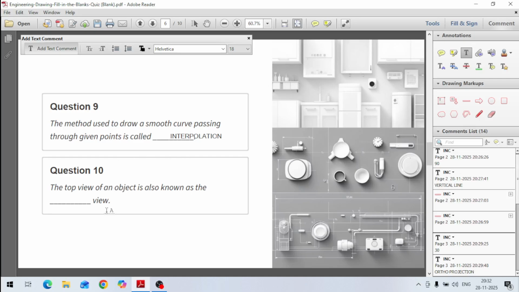Next question is: the top view of an object is also known as. Any object you place, the top view, we may also call it plan. What may we call it? We may call it plan. Top view, plan view. Okay.